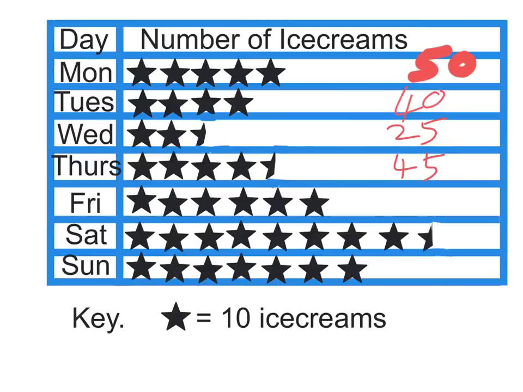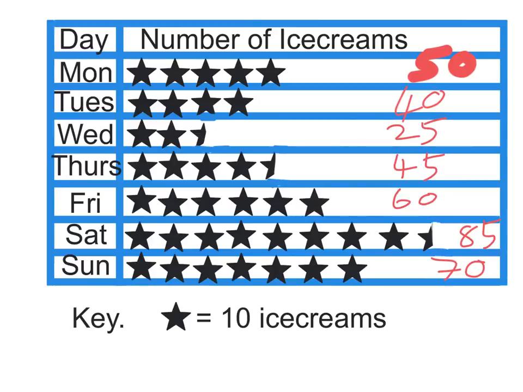Friday, there are 6 stars, so that was 60 ice creams. On Saturday, there's 1, 2, 3, 4, 5, 6, 7, 8.5, so 85. And on Sunday, 1, 2, 3, 4, 5, 6, 7, so 70 ice creams on Sunday.